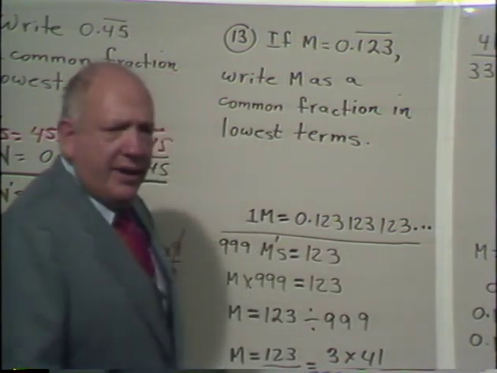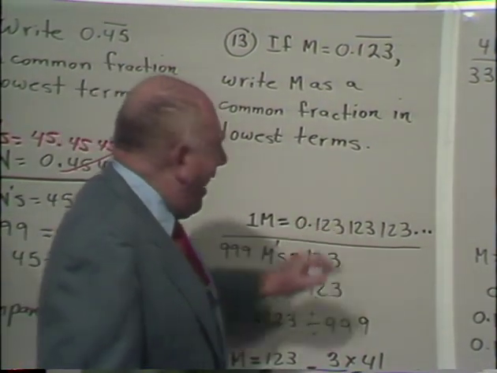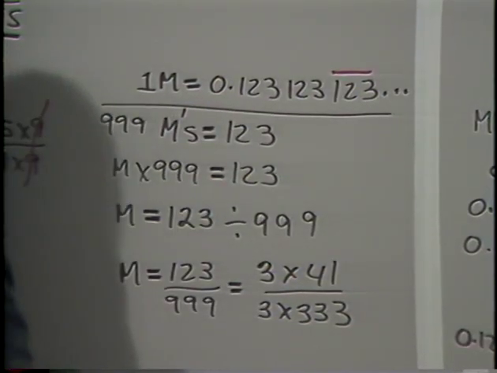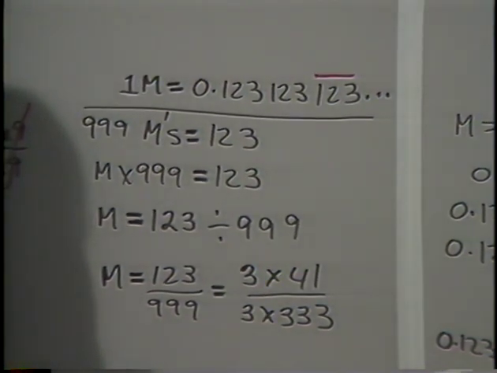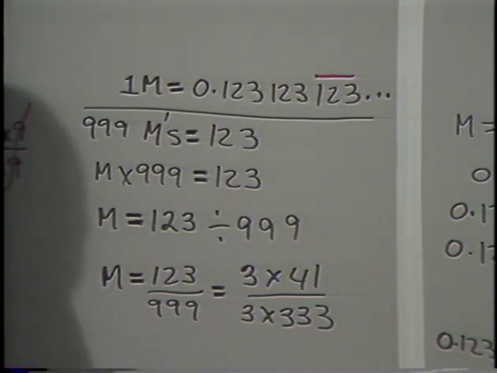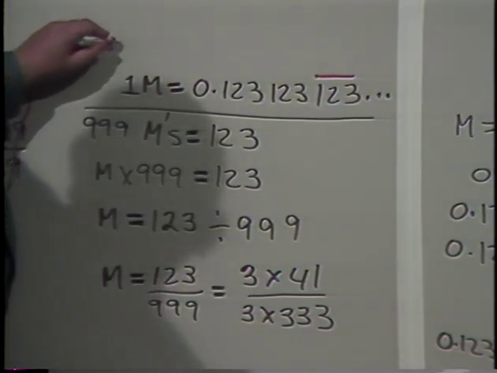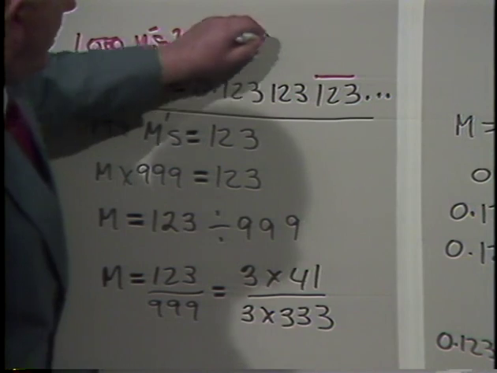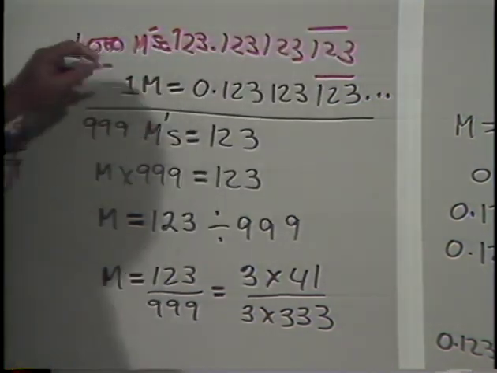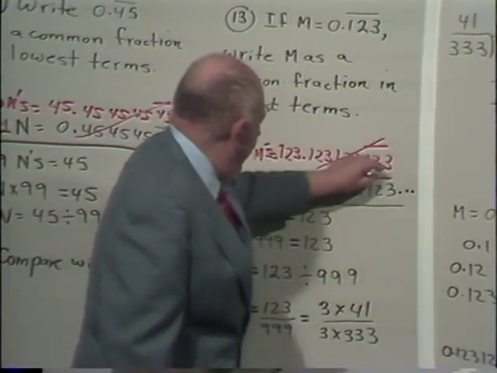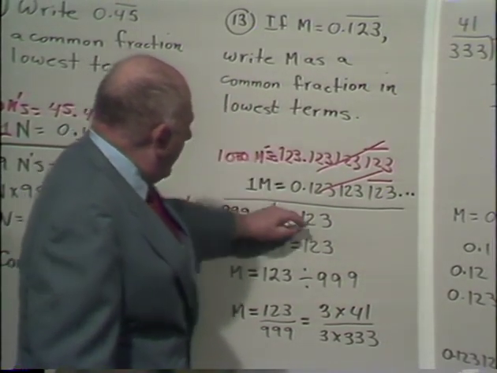I do exactly the same thing as I did before. The only difference now is, how does the cycle repeat? It repeats every 3 digits. That means every time I move the decimal point 3 places to the right, I get the same repeating decimal, don't I? But moving the decimal point 3 places to the right multiplies not by 100, but by 1,000. So if I move the decimal point 3 places to the right, look what happens now. I get 1,000 m's is 123, 123, 123, 123. Look at the decimal parts. They're the same. They cancel out when I subtract, so I'm left with 123.